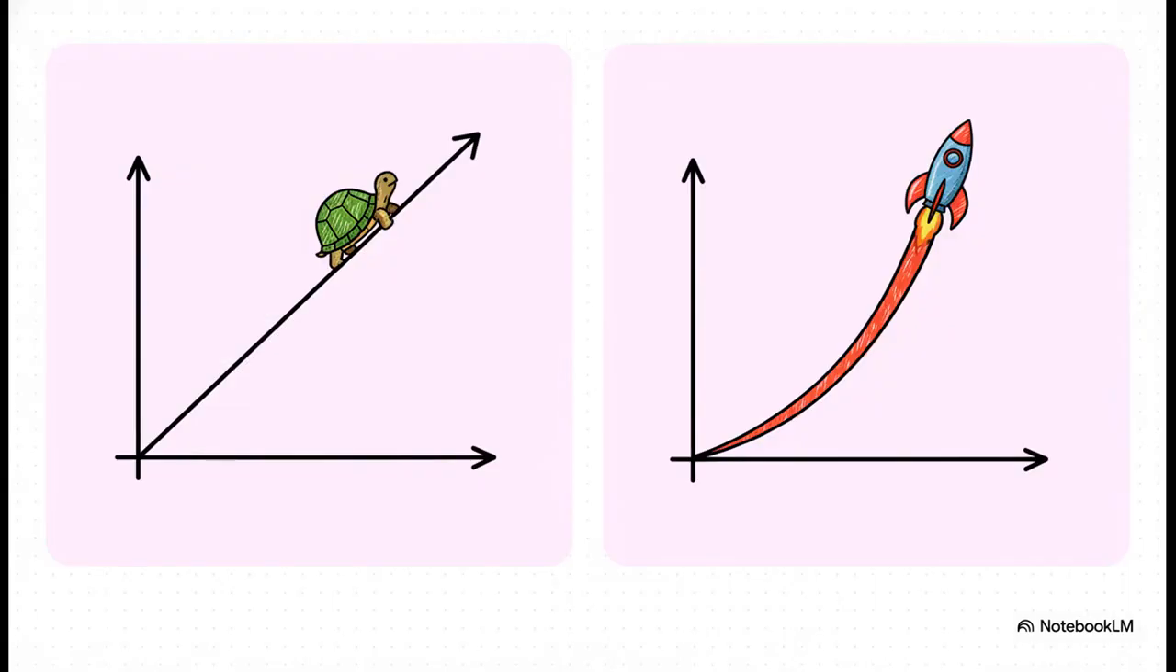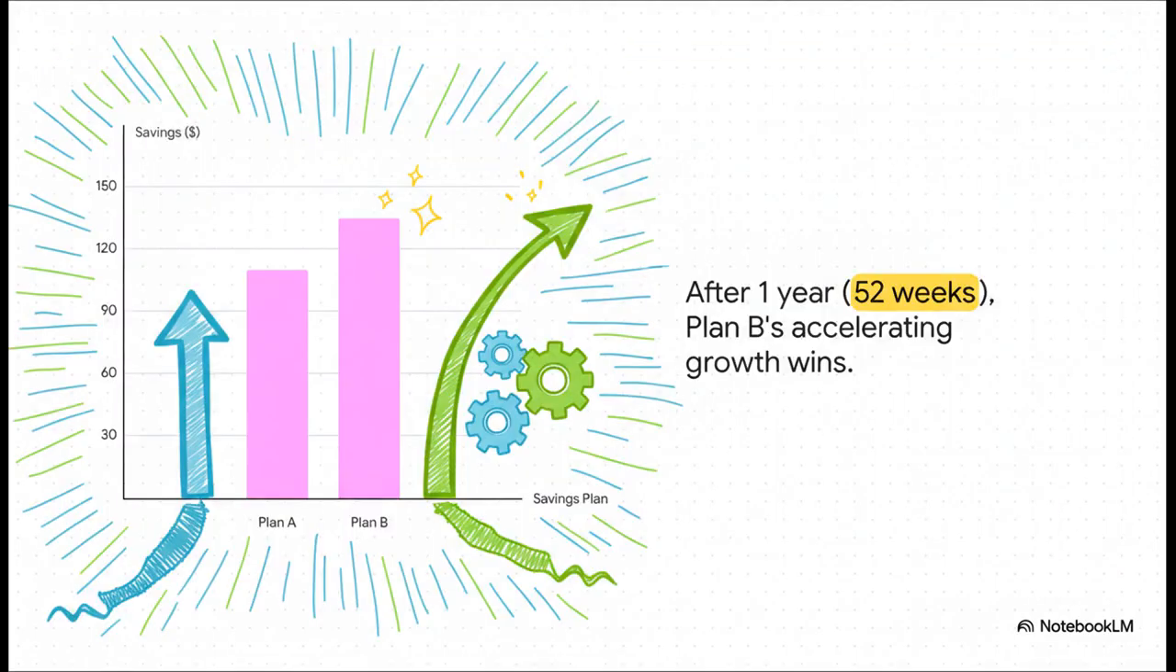All right, last one. And this one has some real-world money on the line. Let's say you're picking a savings plan. Plan A is what you see on the graph. It's a nice, steady, predictable, straight line. Then you have Plan B. We can't see it, but we have a formula for it. And this formula means it grows faster and faster over time. It accelerates. So the big question is, after 1 year, that's 52 weeks, which plan leaves you with more cash? So whose story has a happier ending?